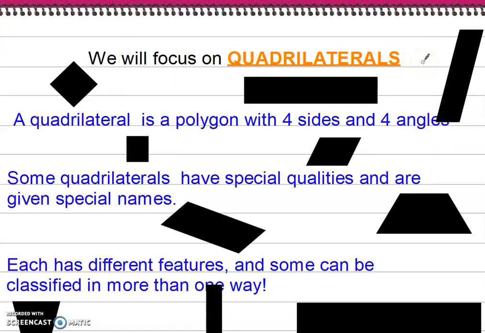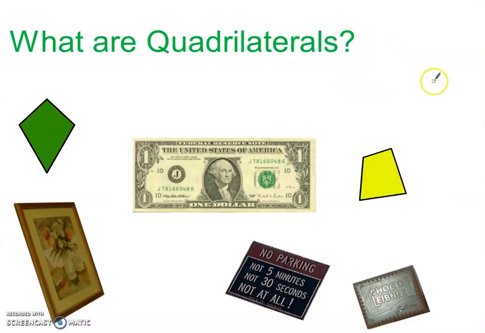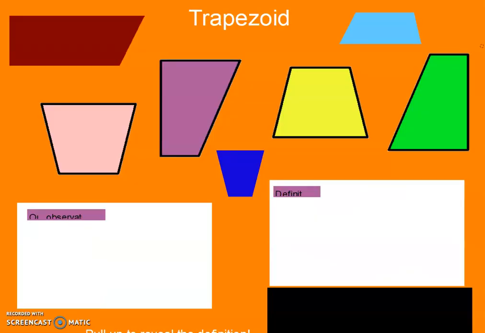Now let's focus on just quadrilaterals. A quadrilateral is a polygon with 4 sides and 4 angles. On this video, you see all these quadrilaterals. Some quadrilaterals have special qualities and are given special names. Each has different features, and some can be classified in more than one way, meaning they might have more than one name. So what are quadrilaterals? You will see a video in the module next that is really funny about Math Mansion and a guy with a funny accent explaining quadrilaterals, so be sure to check that out.